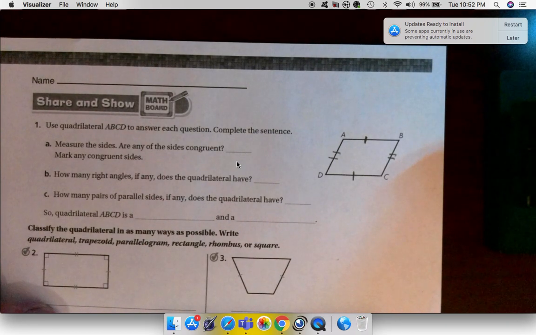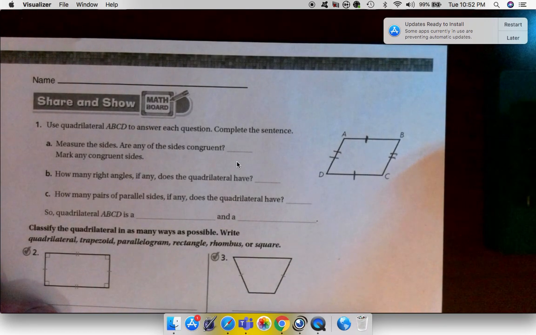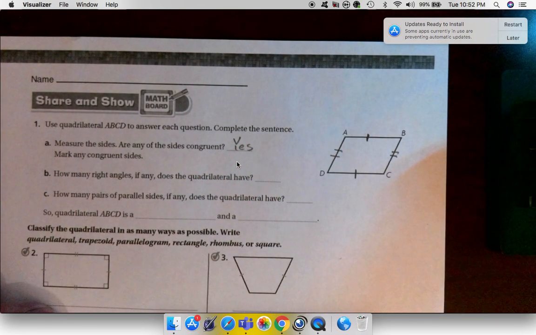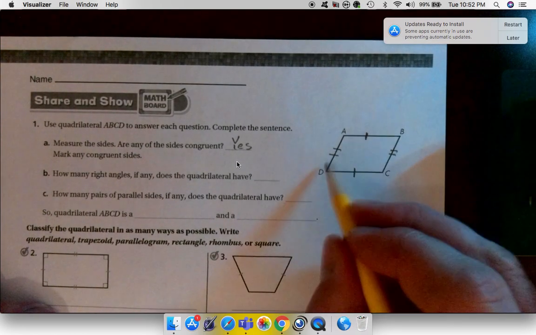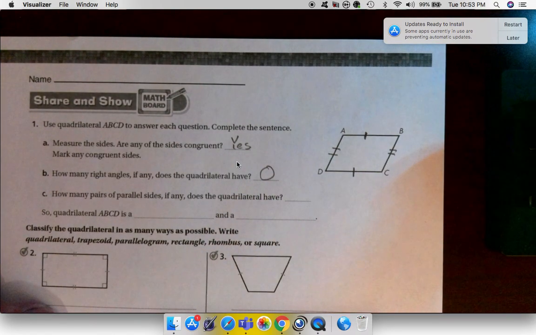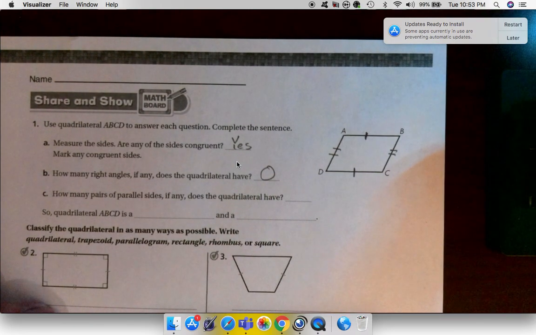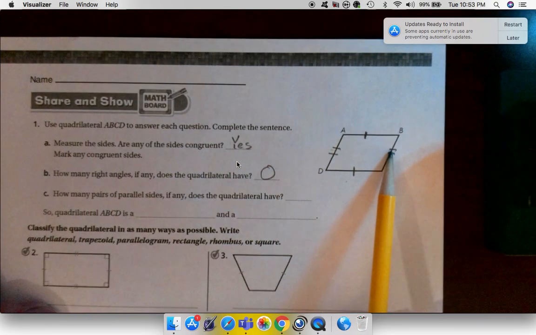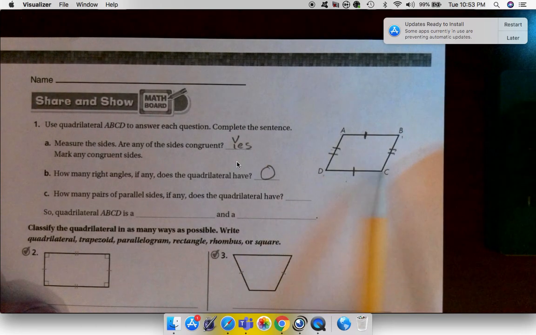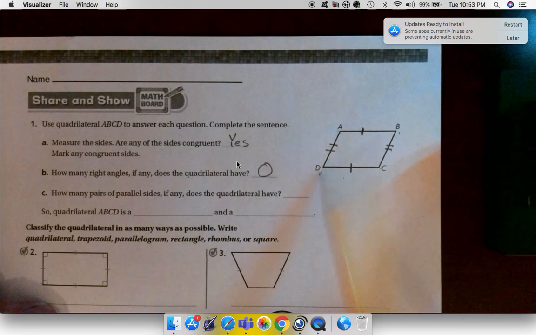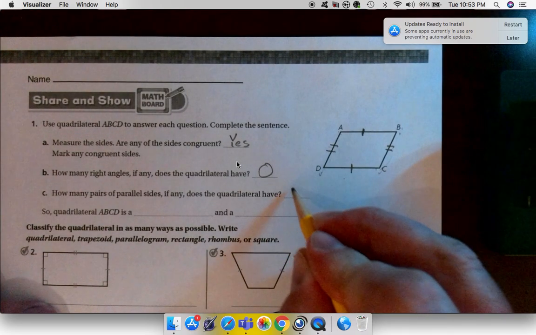How many of the sides are congruent? Are any of the sides congruent? Oh, yes. How many right angles are there? We don't know. They didn't tell us any, so we have to go with 0. How many pairs of parallel sides, if any, does this quadrilateral have? Well, AB is parallel to DC, so that's one set of parallel sides. A and D are parallel to B and C, so that's 2 sets of parallel sides.